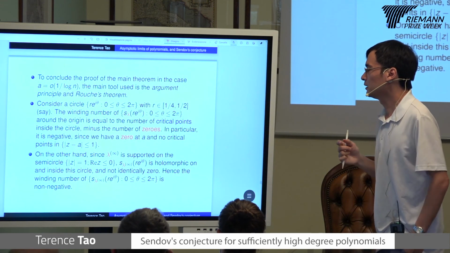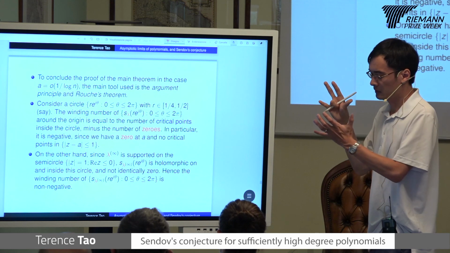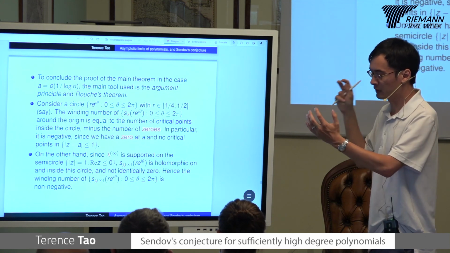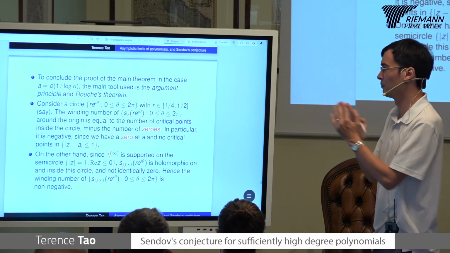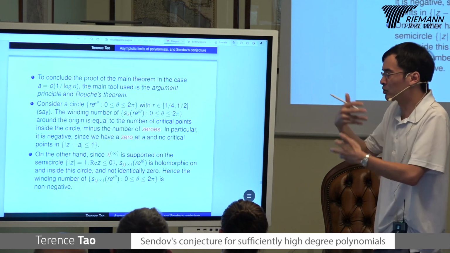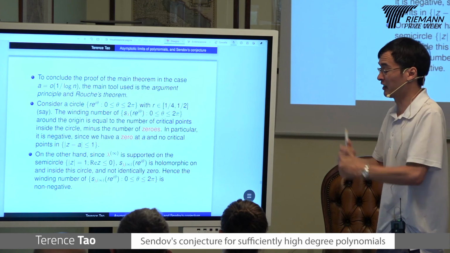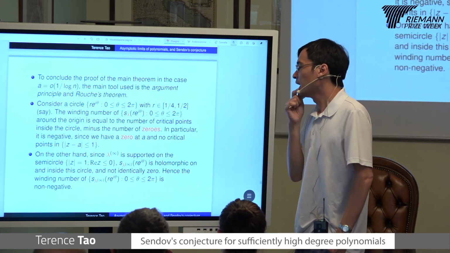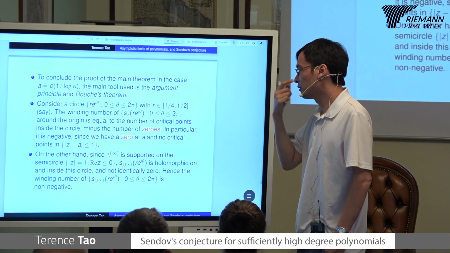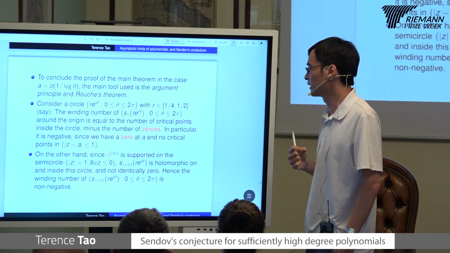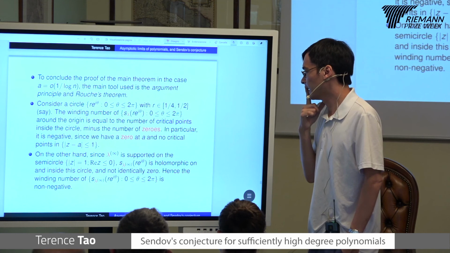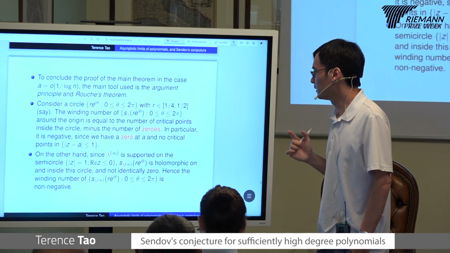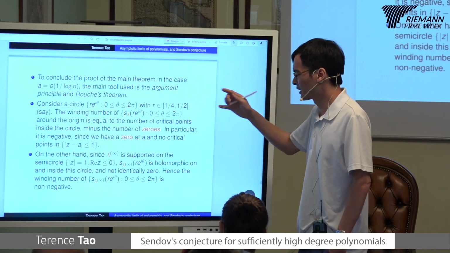So we now know, at least when a goes to 0, that the zeros and the critical points both converge to the semicircle. But how do you get a contradiction out of that? That's where I'll finish. We use a tool from complex analysis, which is just the argument principle. How am I going to describe this? Maybe with the picture. Maybe go to the next slide.